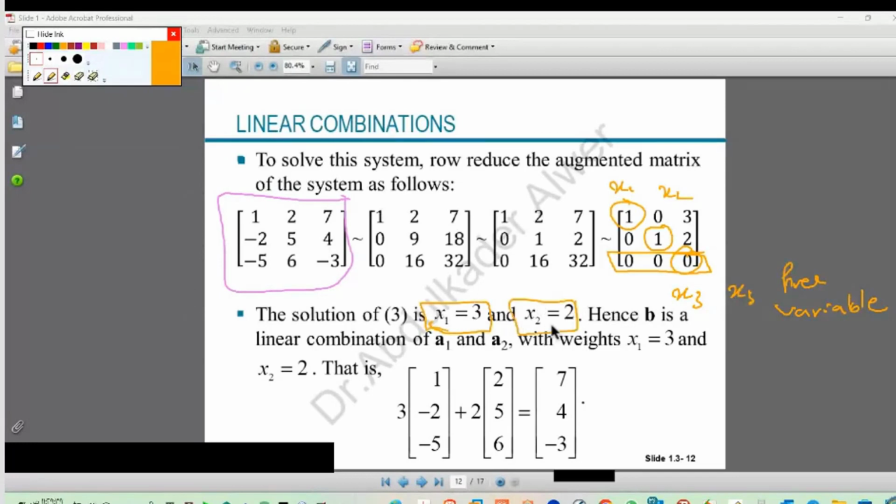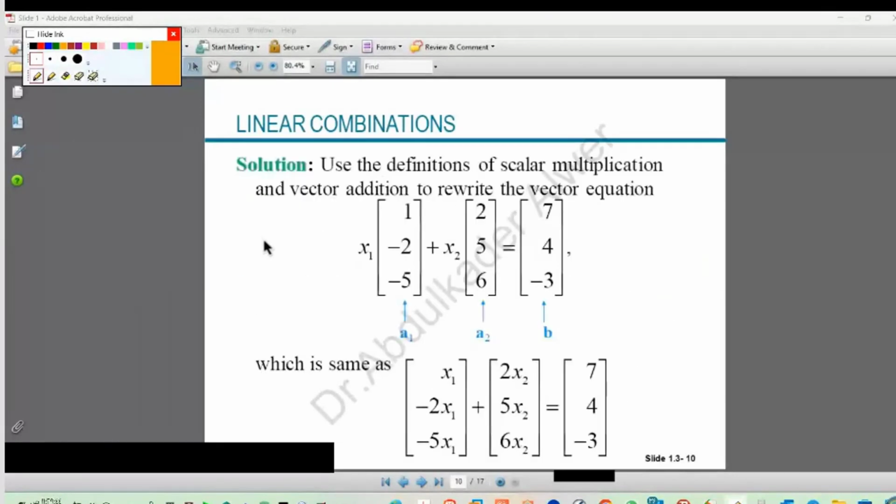x2 is 2. Return back after solving. This is from the previous lecture. Return back, put here 2, put 3 and check. If this after solving equals this, then we can say it is a linear combination. Conclusion: we can write the linear algebra equation in equation form, vector form, or matrix form.